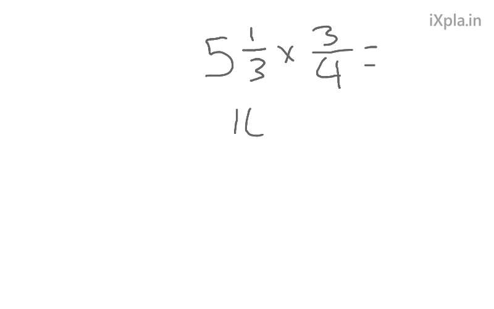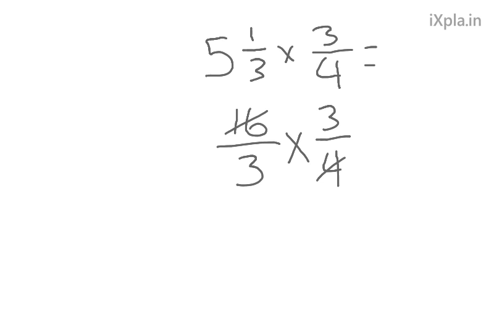B. We have 5 1/3 times 3/4. Okay, and I'm going to go ahead and start with the harder part first. 5 times 3, 15 plus 1 is 16, over, and I keep the denominator of 3, times, and I'm just bringing down my 3/4. Okay, 16 and 4, what goes into both? 4 does. 4 goes into 16 4 times. 4 goes into 4 one time. 3 and 3, 3 goes into both one time.